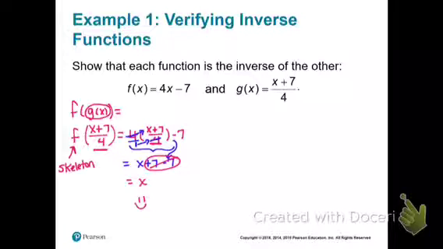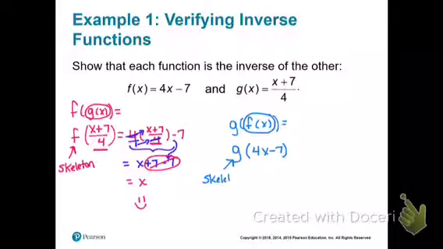Now, we've got to go the other way. We've got to find g composed of f of x. So we know what f of x is, don't we? What is f of x? All right, and we're going to plug that into our g function. So that right there is my skeleton. And so I'm going to write out my g function, but I'm not going to put an x in it. I'm going to put parentheses there. So it says (x plus 7) all divided by 4.